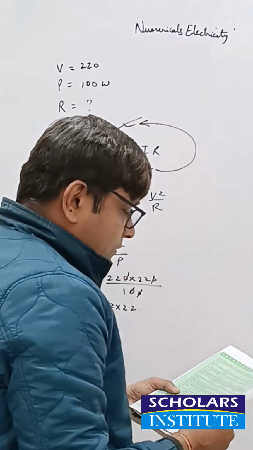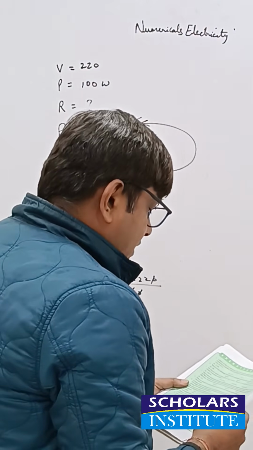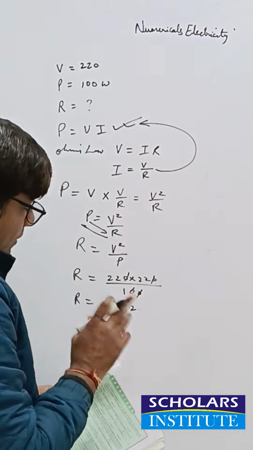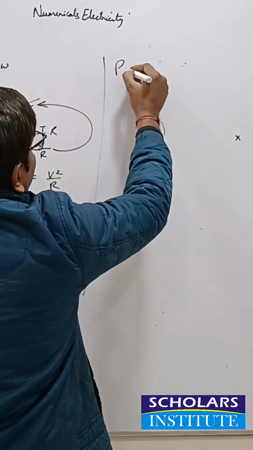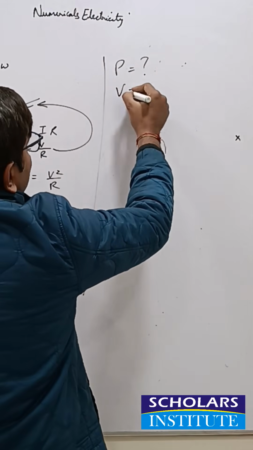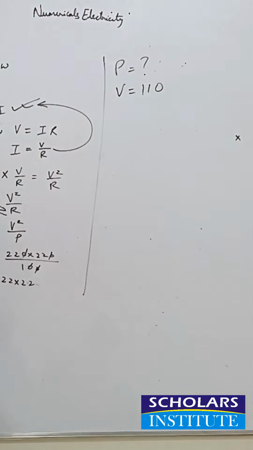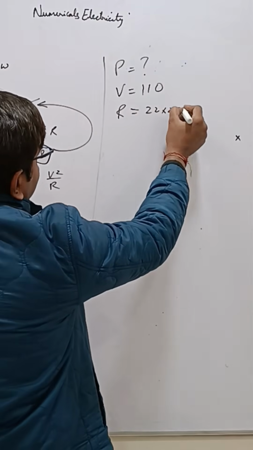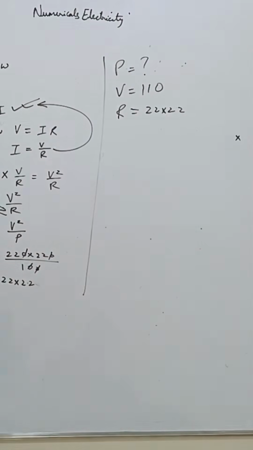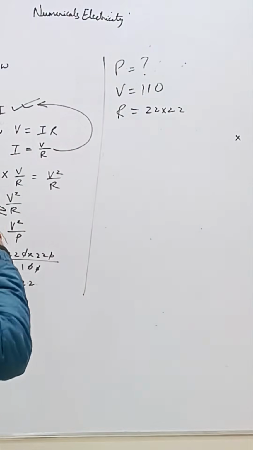Now what we have to find out, the power consumed when it is operated at 110 volt. So we have to find power in this case. Potential difference is given to us as 110 volt. Okay. Resistance we already have now, 22 into 22. Okay, मैंने अभी सॉल्व नहीं किया है इसको. 22 into 22 करना चाहो तो कर भी सकते हो.